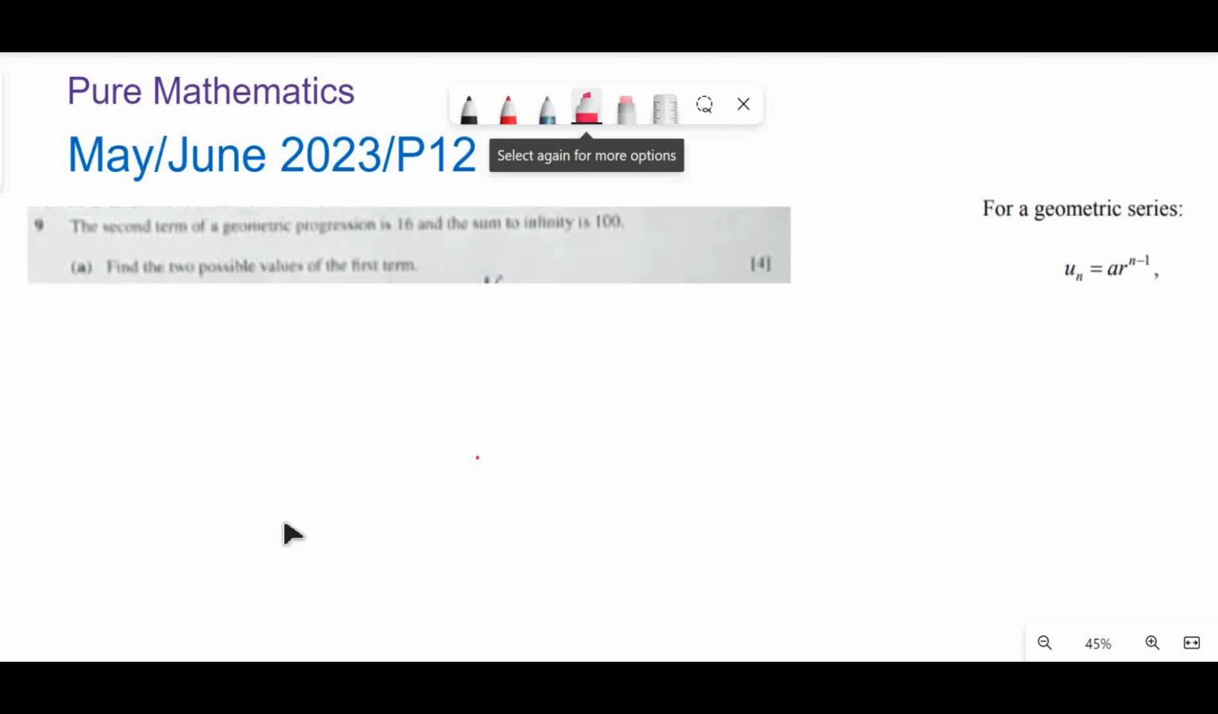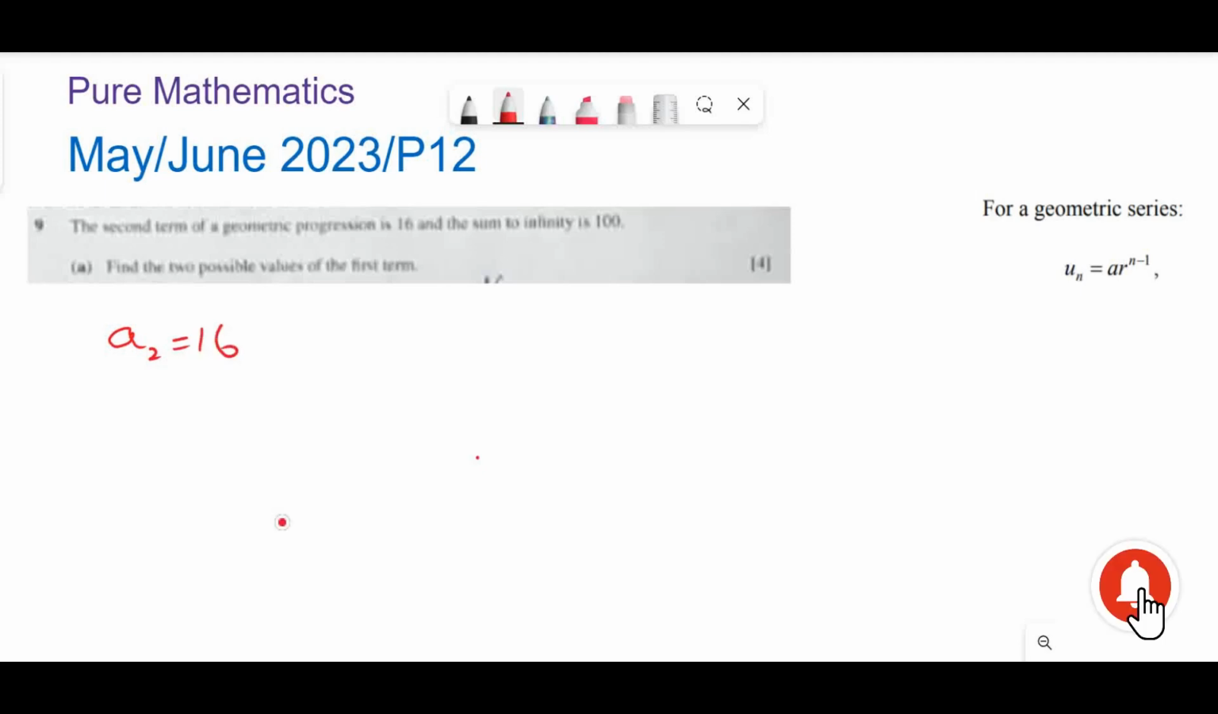Now this is question number 9, that the second term of our geometric progression is 16. So it means that the second term is 16. So what does it mean? It means that A2 is 16. Now the sum to infinity is 100. Find the two possible values of the first term.